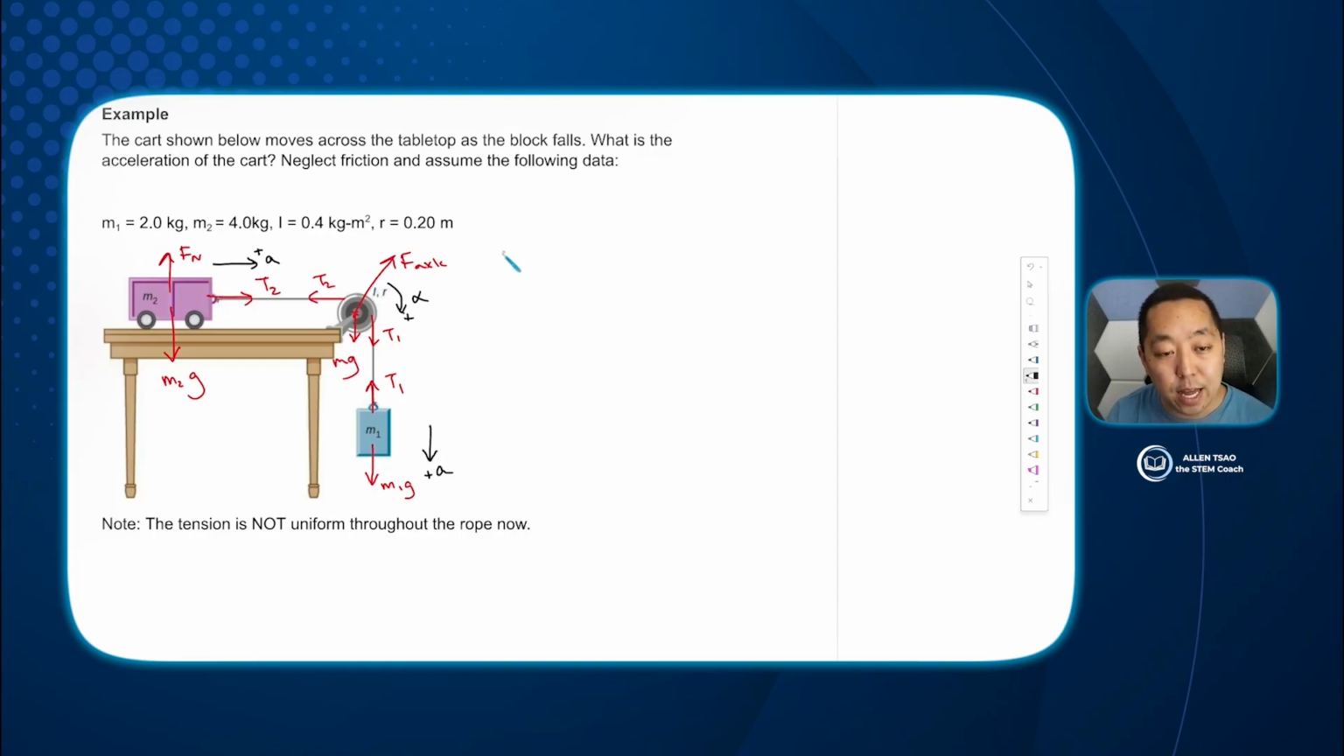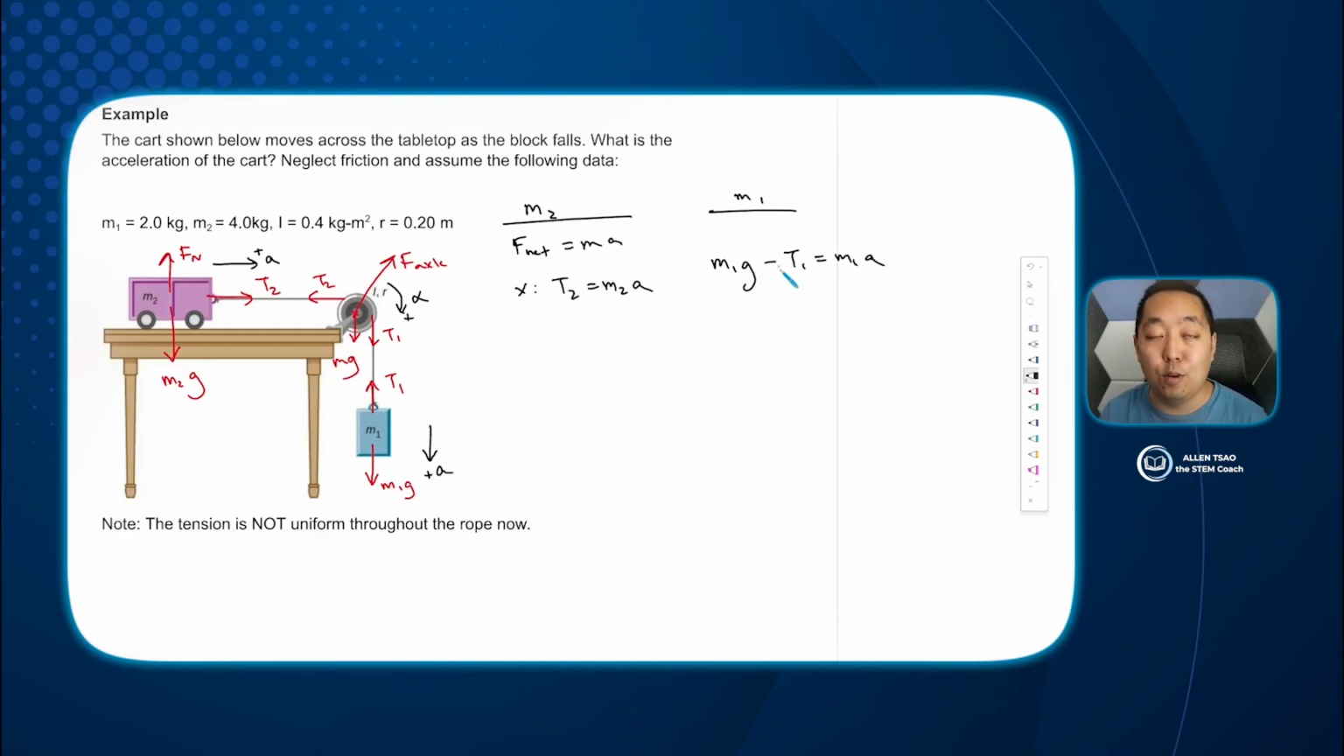For each block now, for the M2 block, we're going to do F net equals MA, and we only need to handle the X direction because we just care about the acceleration. So that's going to be T2 is going to be M2 times A. For block M1, it's accelerating downward. So when we do F net equals MA, it's going to be M1G is going down, T1's going up, and that's equal to M1 times A. And before, we had the tensions uniform when we did unit 2, so we could just cancel each other out.